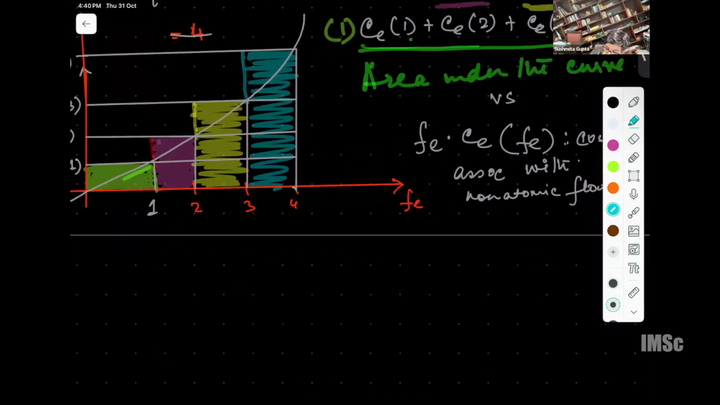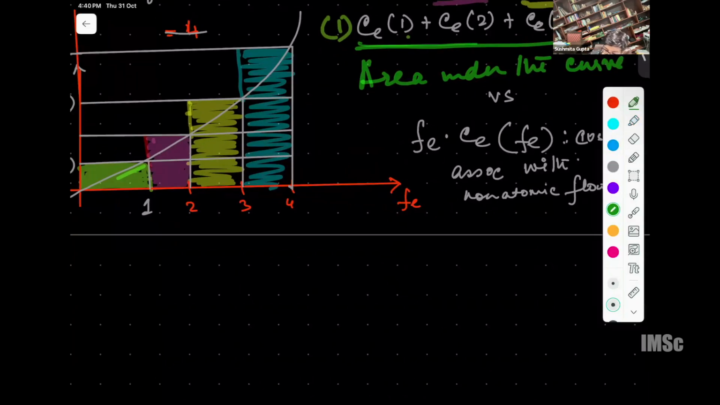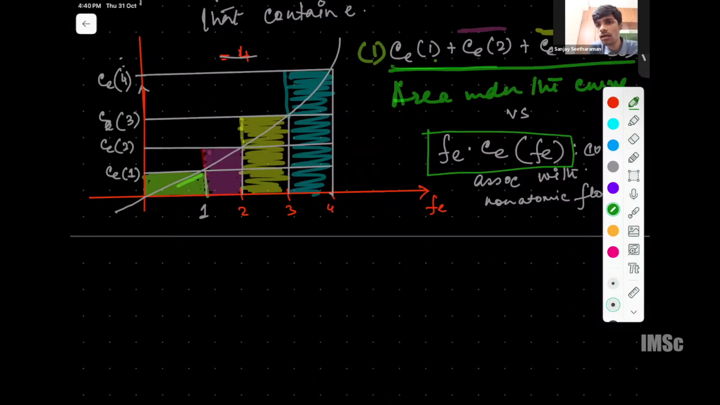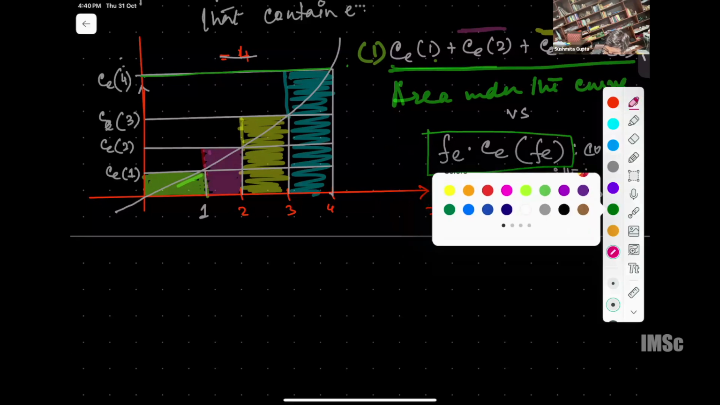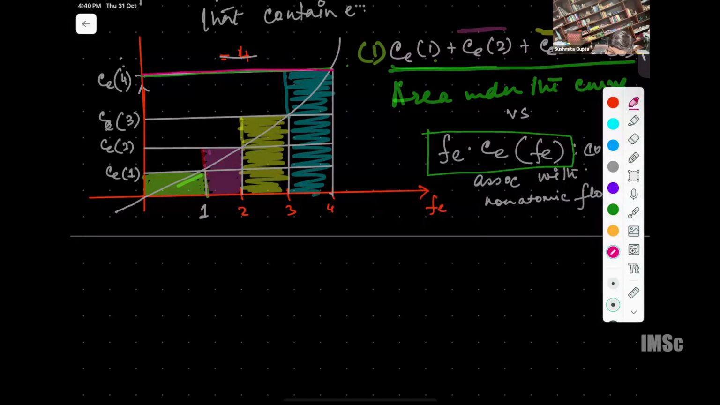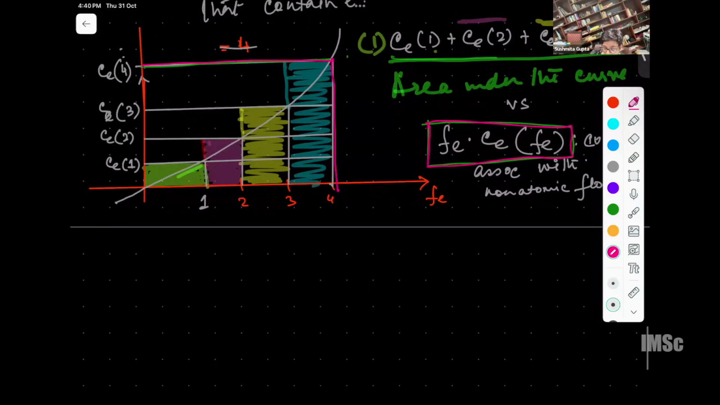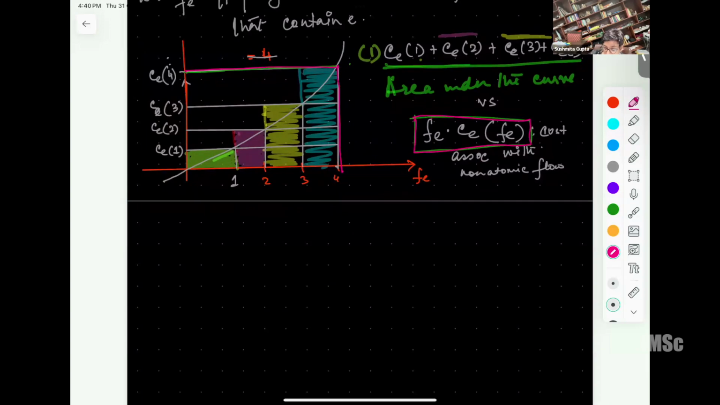Okay. Now, you guys have to tell me what is this quantity? The area of the whole rectangle. Yes, this whole rectangle, right? So, in a way, this is the way it accounts.